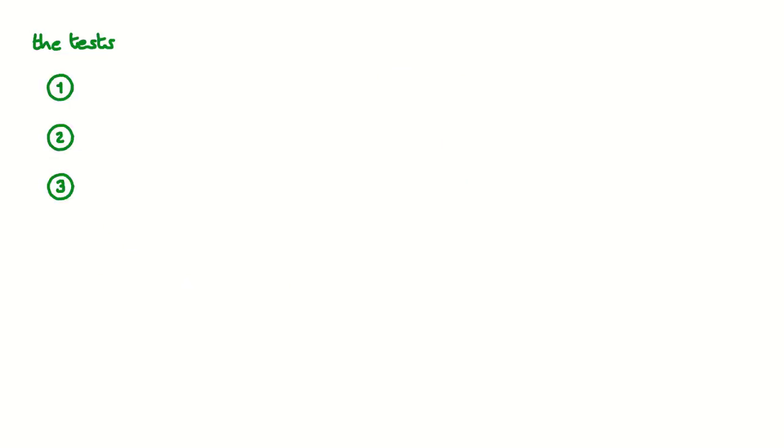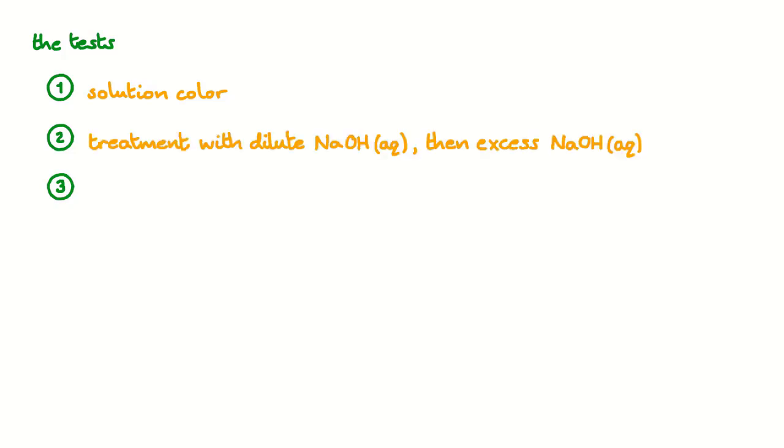The tests we'll be using are the colour of the solution of the ions, although we'll be focusing more on the results of the chemical tests. Our first chemical test will be treatment with sodium hydroxide solution, first in dilute form and then to excess. The metal cations we'll be looking at will produce precipitates when treated with dilute sodium hydroxide solution. Some of these precipitates will then disappear if treated with an excess.